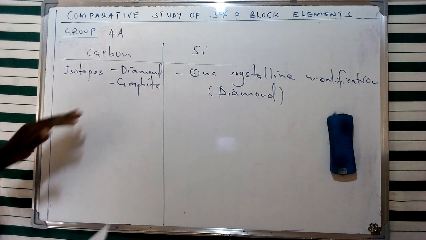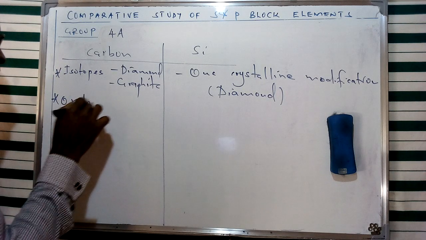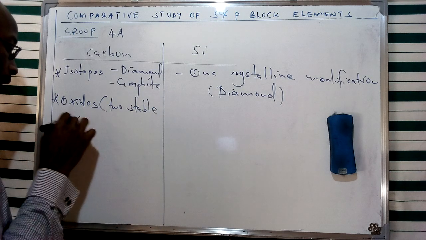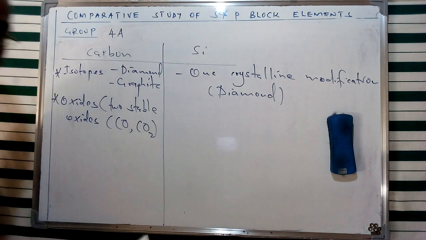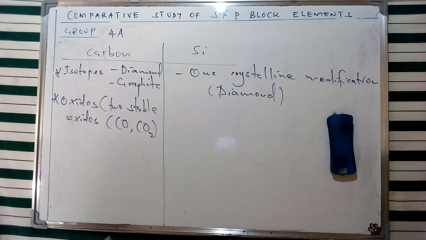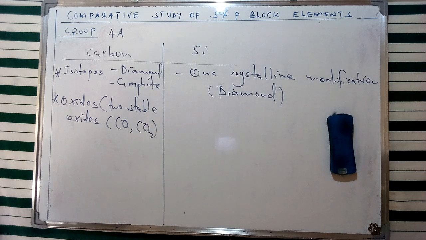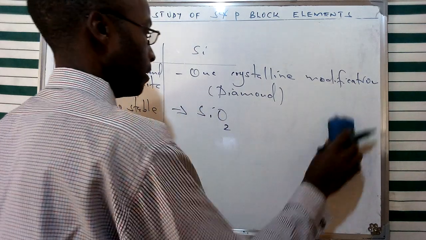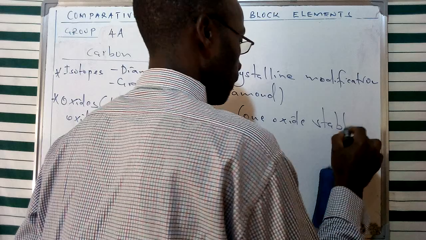Now, this is going to form two stable gaseous oxides. In our study of carbon and its compounds, I've mentioned these: carbon 4 oxide and carbon 2 oxide. Silicon is going to form one oxide that is stable at room temperature, and this is going to be the silicon oxide, stable at room temperature.